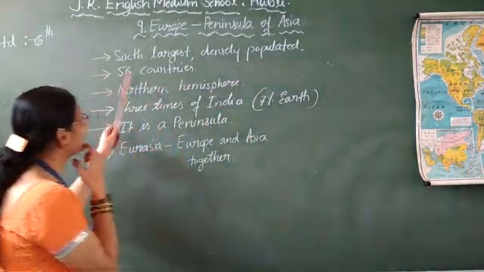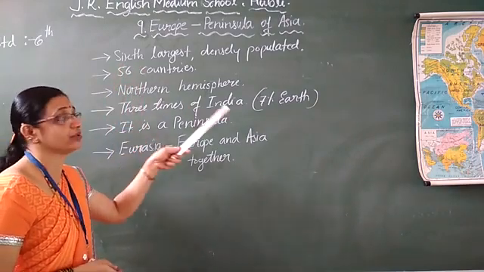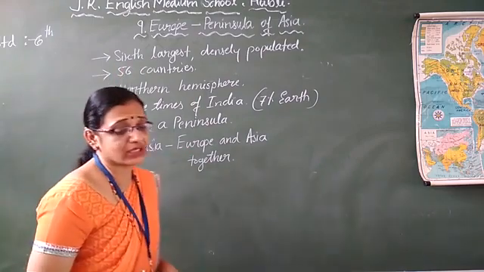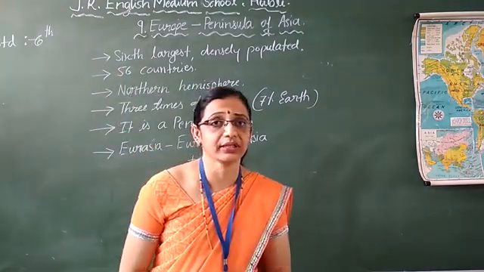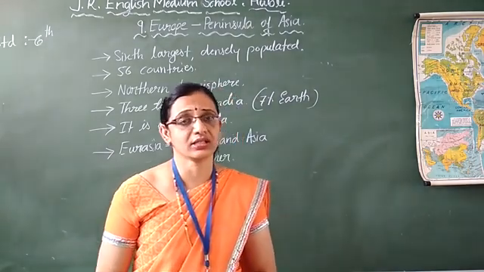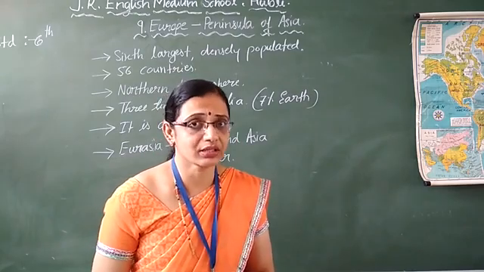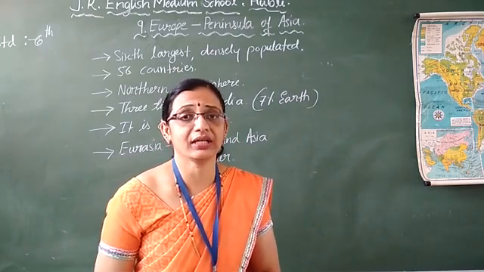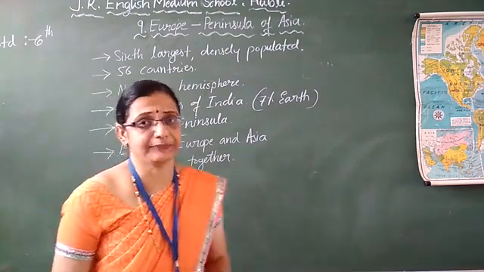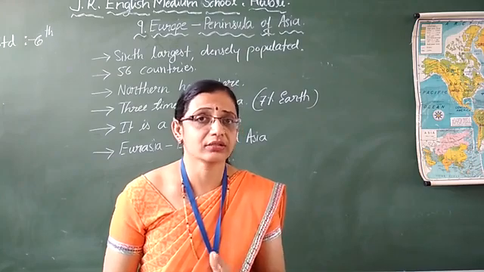See some points I wrote about the Europe continent, children. Afterwards I will show that on the map. Europe is the sixth largest continent. There are 7 continents. According to size, Asia is the largest, second Africa, North America, South America, Antarctica, then Europe, and the last one is Australia. Like this, the 7 continents are arranged according to their size.